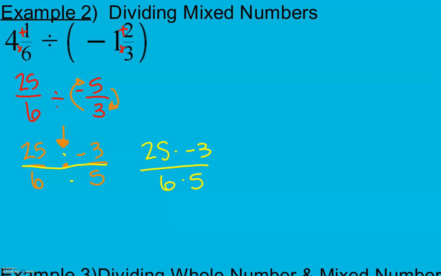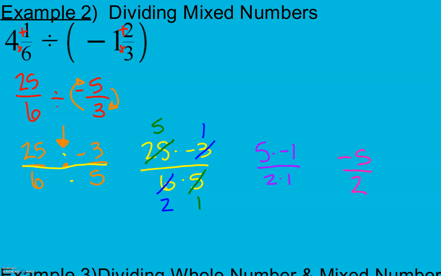And then we reduce if we can. So between 25 and 5, I have a common factor of 5. 25 divided by 5 is 5. 5 divided by 5 is 1. Between 3 and 6, I have a common factor as well. 3 divided by 3 is 1. 6 divided by 3 is 2. So now I can multiply straight across. 5 times negative 1 over 2 times 1. In my simplified format, that gives me negative 5 over 2.